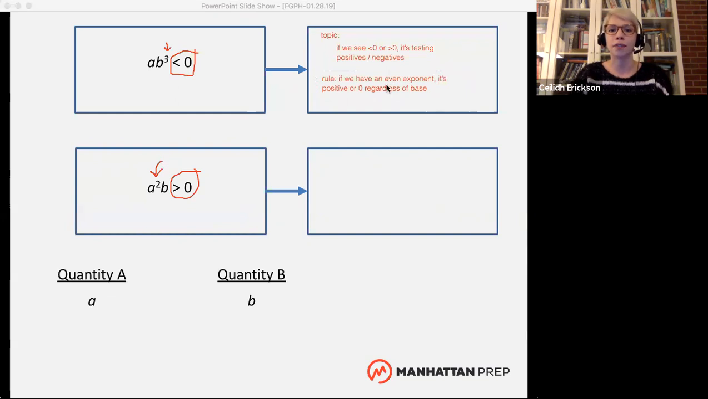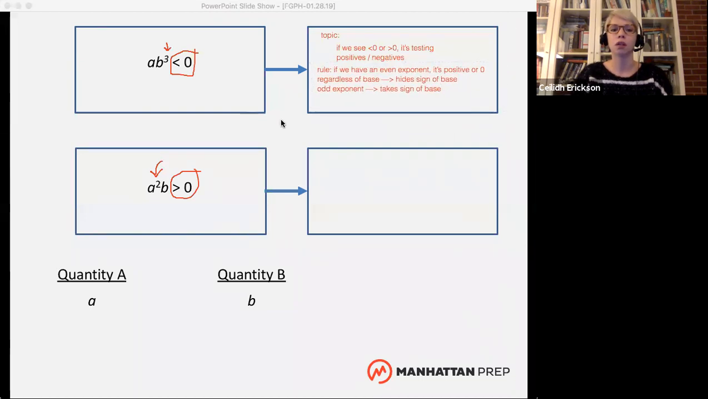Got more than I can fit in my flashcard here, but that's all right. If it's an odd exponent, so an even exponent hides the sign of its base, and an odd exponent takes the sign of the base. So that's our rule. So then how do we translate?